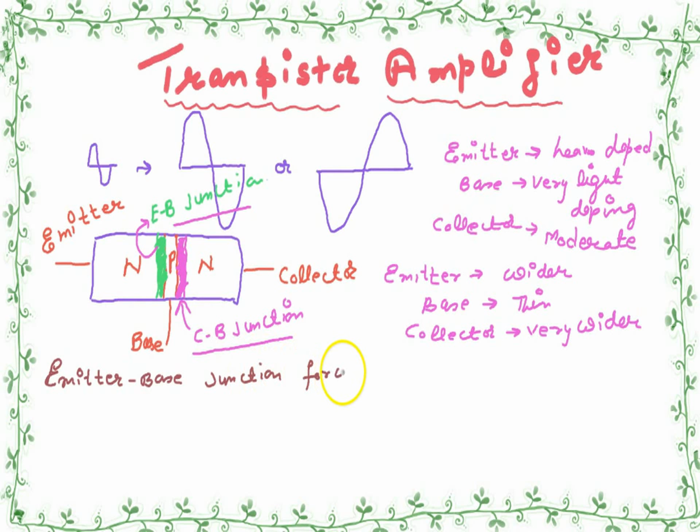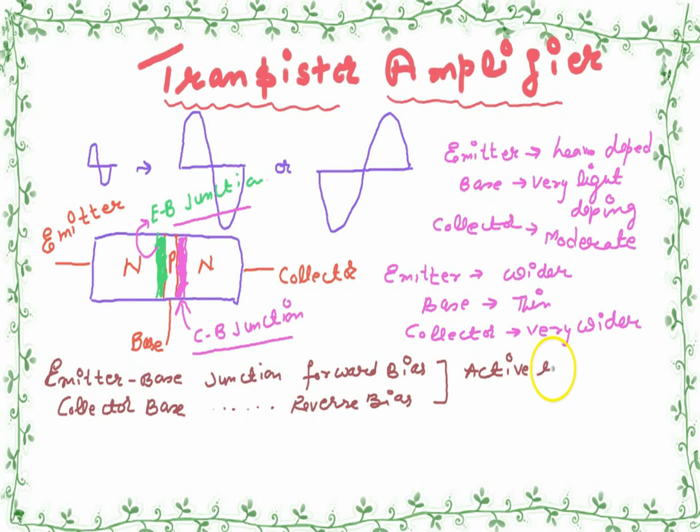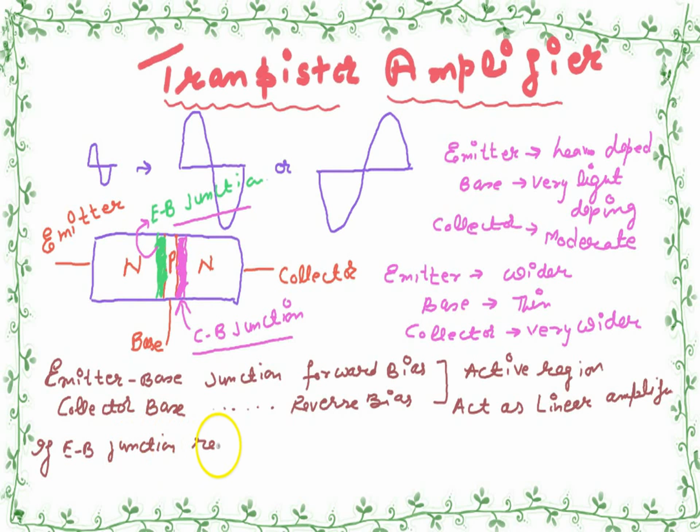If the emitter base junction is forward biased, and the collector base junction is reverse biased, then this is normally the working of the transistor. Transistor works like this, and it is in the active region, and it acts as a linear amplifier. So the emitter base junction should be forward biased, and the collector base junction should be reverse biased.